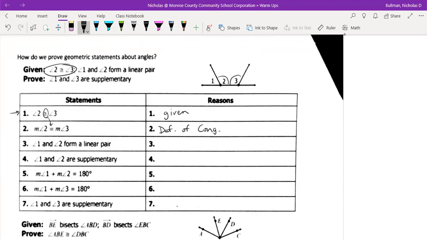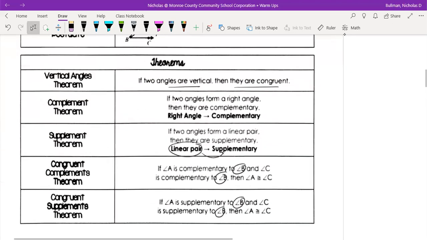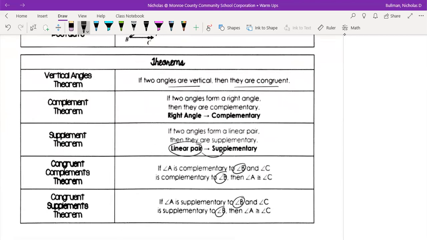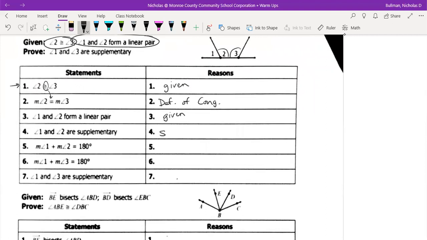Now I said that angle 1 and angle 2 form a linear pair. Well, where did that come from? That came from my other given. Okay, so this is our given. And then now I'm saying angle 1 and angle 2 are supplementary. Well, I just said they're a linear pair. So if I don't remember which theorem allows me to go from linear pair to supplementary, when I go back up here, linear pair to supplementary was my supplement theorem. So I need my supplement theorem to be able to say that they're now supplementary angles.